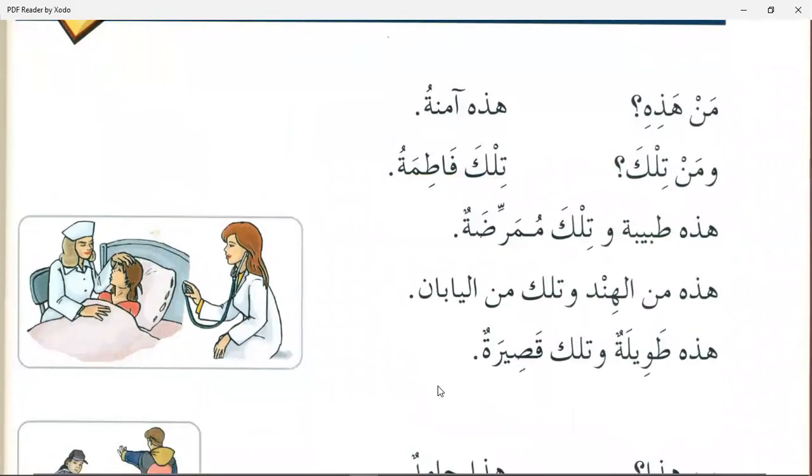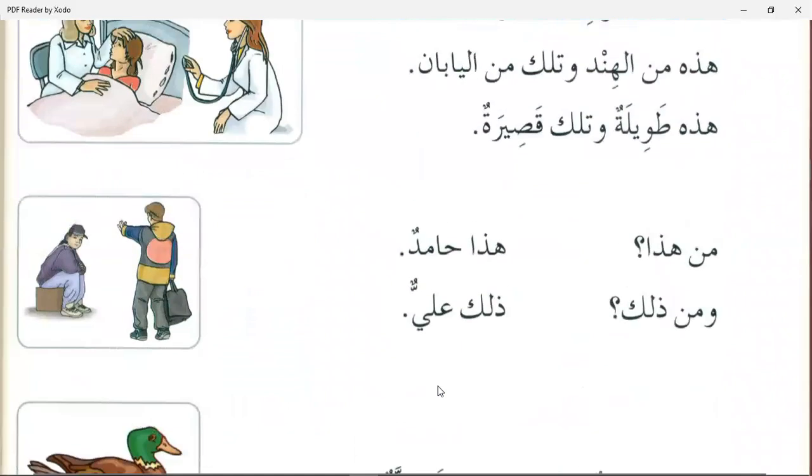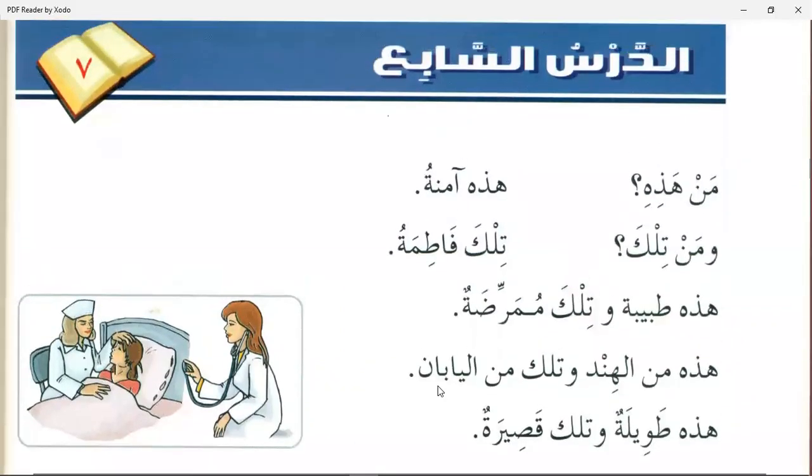Who wants to read? Miss Rama, you will read the first 5 lines, then Miss Satya will complete this page. Continue.